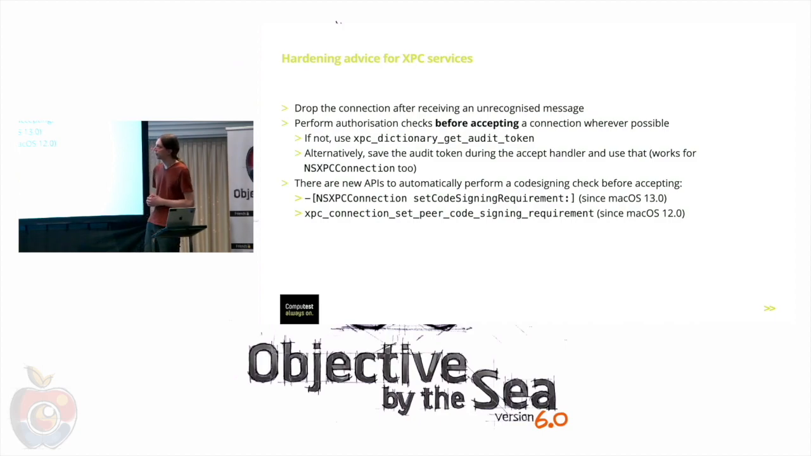One thing you can do is, when you're accepting the connection, get the audit token at that point and save it yourself, so that anytime you want to check it, you grab the saved audit token instead of the current XPC connection audit token. And also there are some APIs to automatically perform a code signing check. Many third-party developers now implement this themselves, but there are ways in the API to do this if you want to verify whether an incoming connection should be authorized.